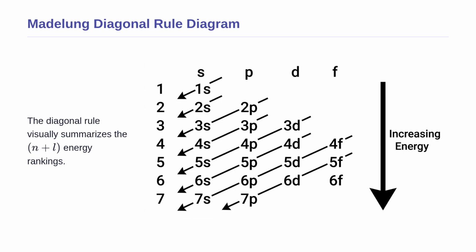The arrow passes through 1s, then 2s, then 2p followed by 3s, exactly as our tiebreaker predicted. It then goes through 3p and 4s before finally looping back to 3d, just like our first example showed. This diagram is a handy shortcut for the n plus L rule.